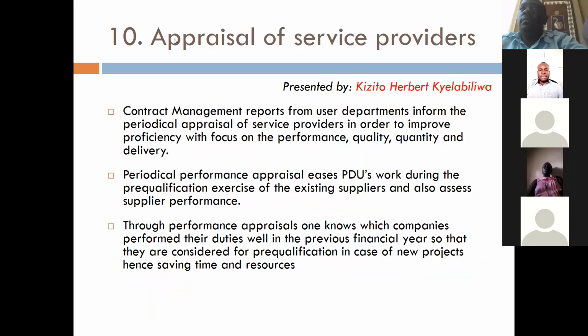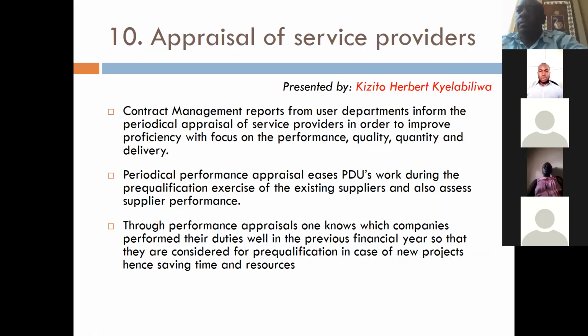Another responsibility is appraisal of service providers. This can normally be done from the provider's premises or at the organization. It is periodically conducted depending on the interests of the organization. However, the user department will always focus on improving proficiency and performance, quality, quantity, and delivery from the service providers.